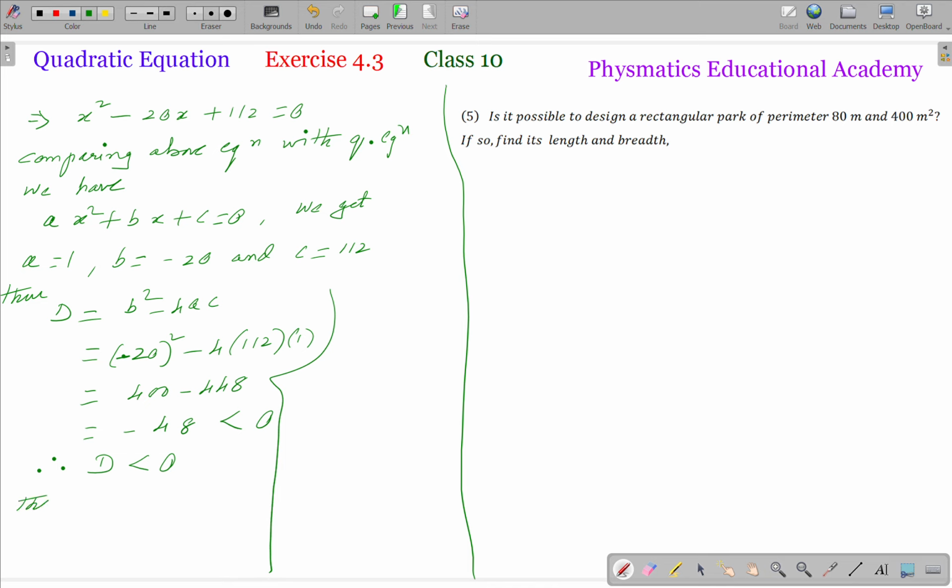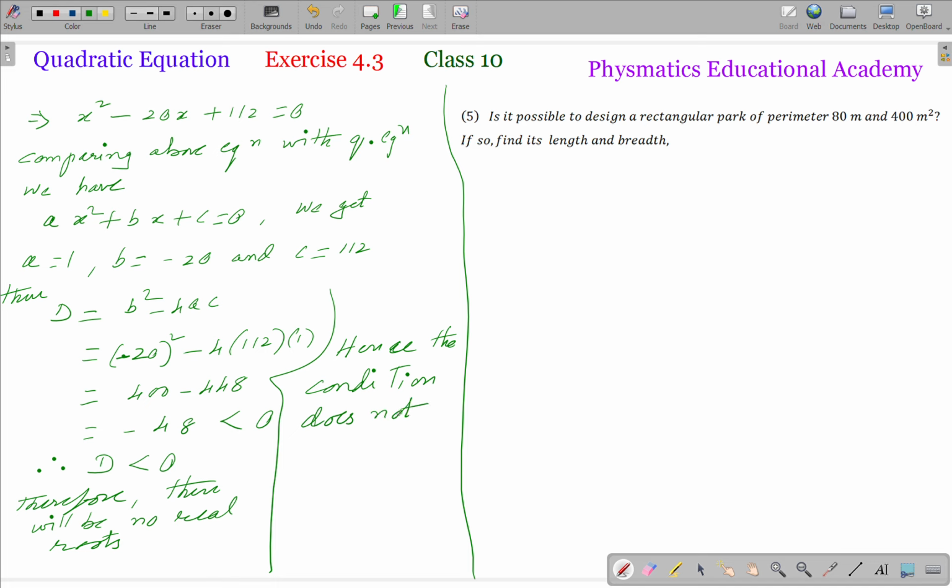D is less than 0. Therefore there will be no real roots. Hence the condition does not exist.